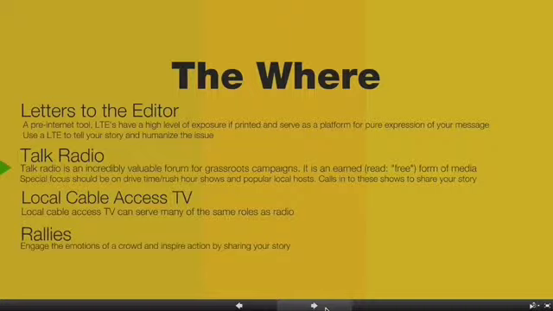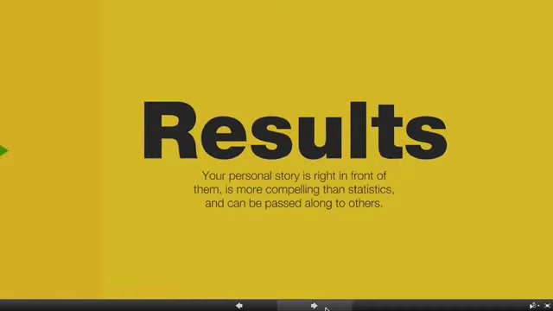There are all sorts of places you can talk about stories: letters to the editor, talk radio, cable access TV, any sort of rallies where you or your campaign might have an opportunity to speak. But anytime you can personalize things, humanize things, people are going to be far more receptive to the facts and figures you then start to talk about. Your personal story is certainly compelling. Statistics and numbers are just that, statistics and numbers.